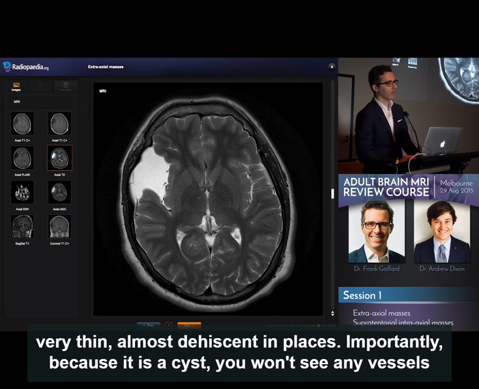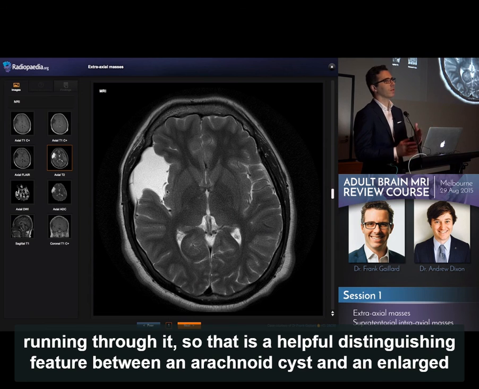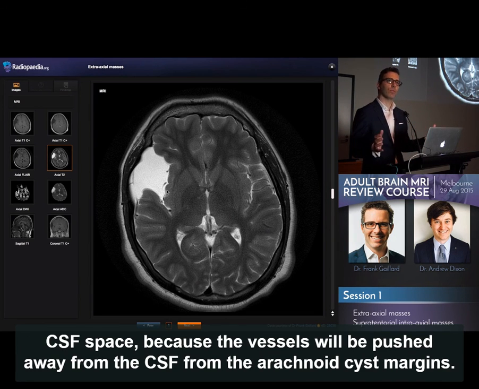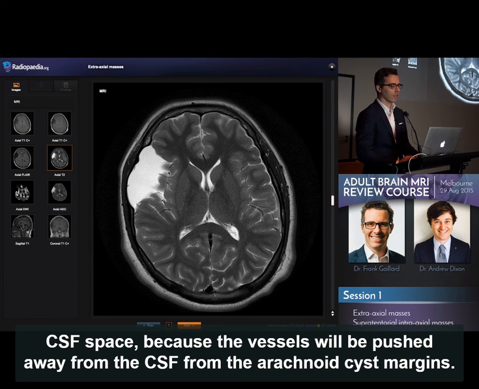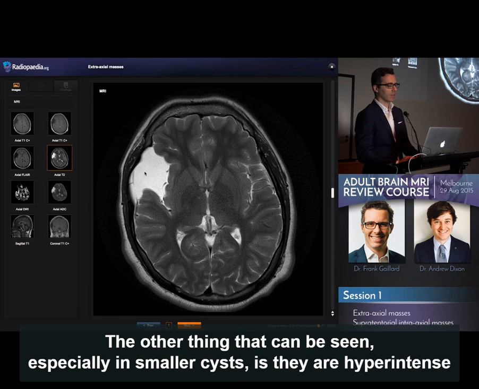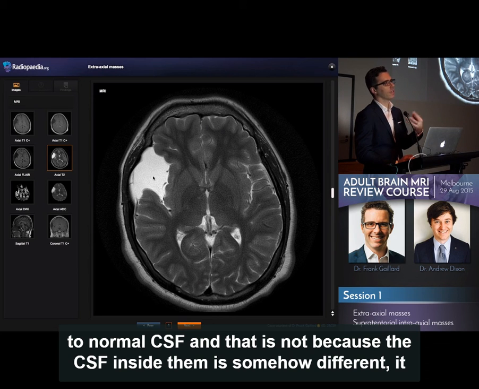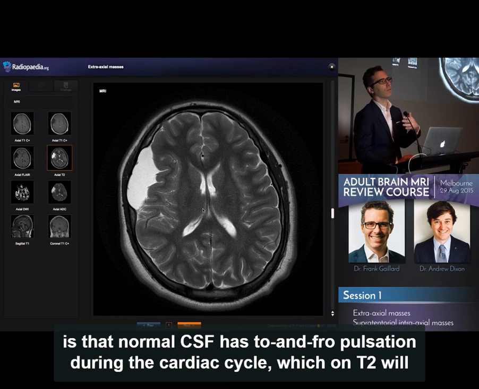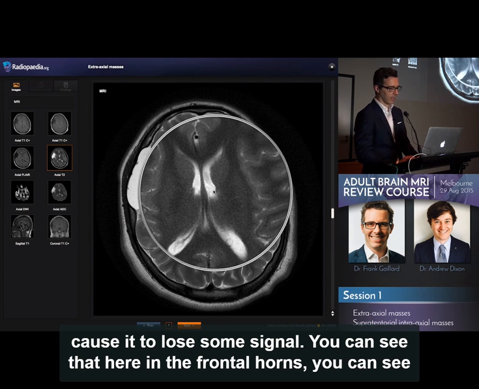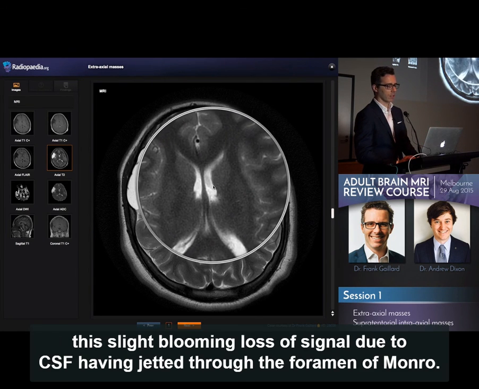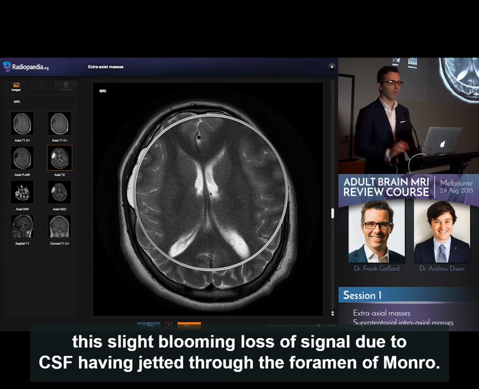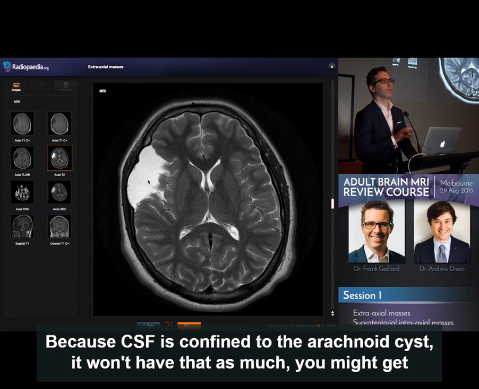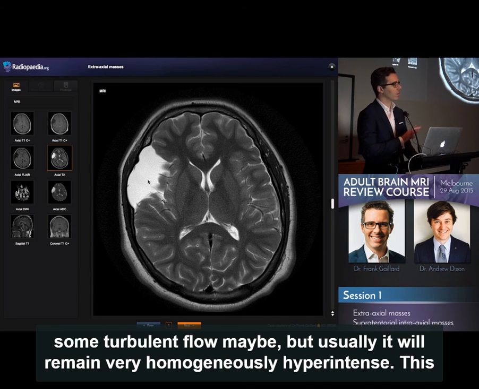Importantly, because it's a cyst, you won't see any vessels running through it. So that's a helpful distinguishing feature between an arachnoid cyst and an enlarged CSF space, because the vessels will be pushed away from the arachnoid cyst margins. The other thing that can be seen, especially in smaller cysts, is that they're hyperintense to normal CSF. That's not because the CSF inside them is somehow different. It's that normal CSF has to-and-fro pulsation during the cardiac cycle, which on T2 will cause it to lose some signal. You can see that here in the frontal horns. You can see this slight blooming loss of signal due to CSF having jetted through the foramen of Monro. Because CSF is confined to the arachnoid cyst, it won't have that as much. You might get some turbulent flow maybe, but usually it'll remain very homogeneously hyperintense.